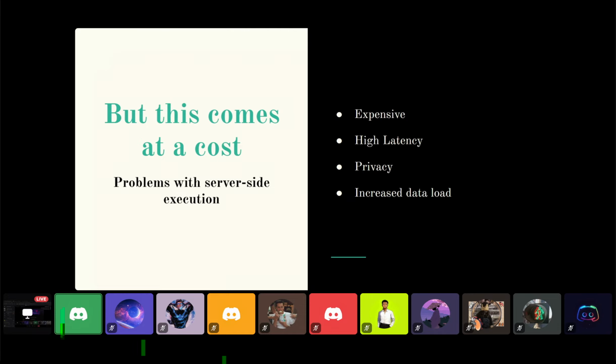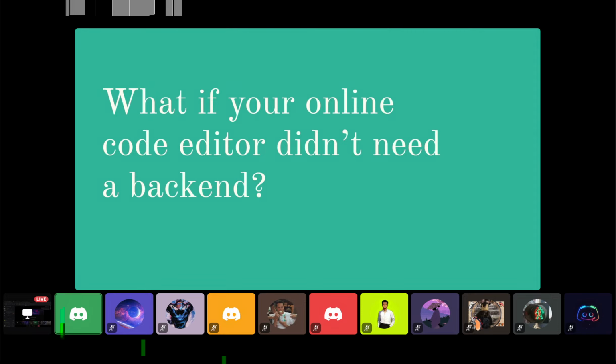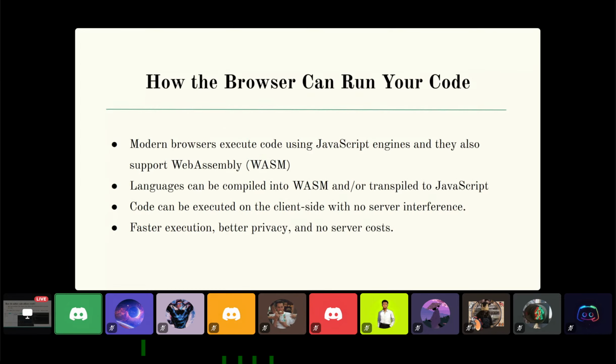So for smaller projects where there aren't enough funds to get server access, what if your online code editor didn't need a backend? That is, what if it could run completely on the user's system itself? So this is a breakdown of how browsers execute code. The way modern browsers render web pages or web games is they have JavaScript engines. Chromium browsers have something called the V8 engine, which can run JavaScript and also supports WebAssembly.